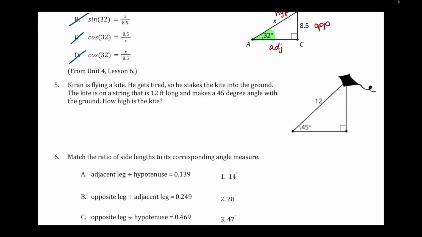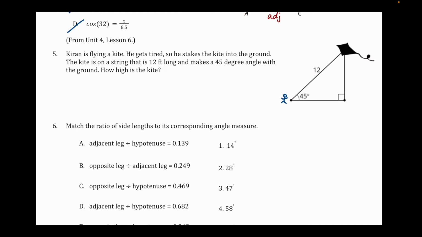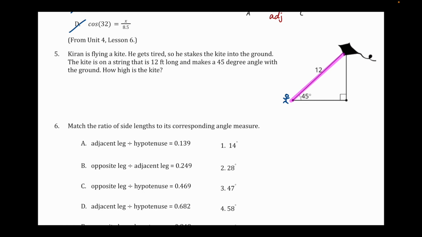That brings us to question 5, with Kieran flying a kite. So Kieran's flying a kite, he gets tired, and he stakes the kite into the ground. Basically, Kieran put the kite in the ground right over here, and then it's flying on this diagonal string. And the kite is on a string that is 12 feet long. That's this one right here. This pink highlight is going to be my string. Oh, it doesn't want to snap nicely. Well, we can just freehand it. There we go. So that's our 12-foot long string, and it makes a 45-degree angle with the ground.